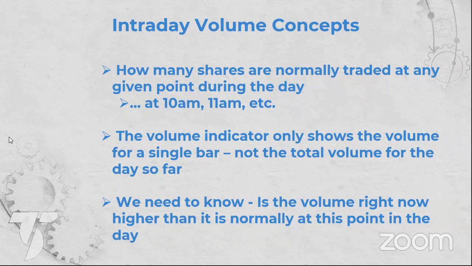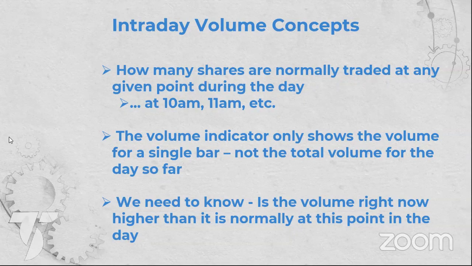So the indicator that I wrote does this. It basically looks at your bar interval and it creates a bucket for every bar interval. And then it goes back 5 or 10 days. And on the first bar of every day, historically, it will take whatever the volume was for that bar and put it in the bucket.